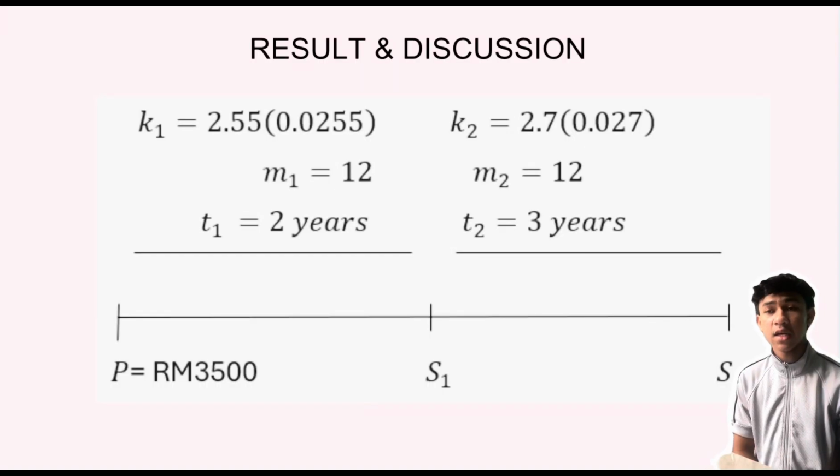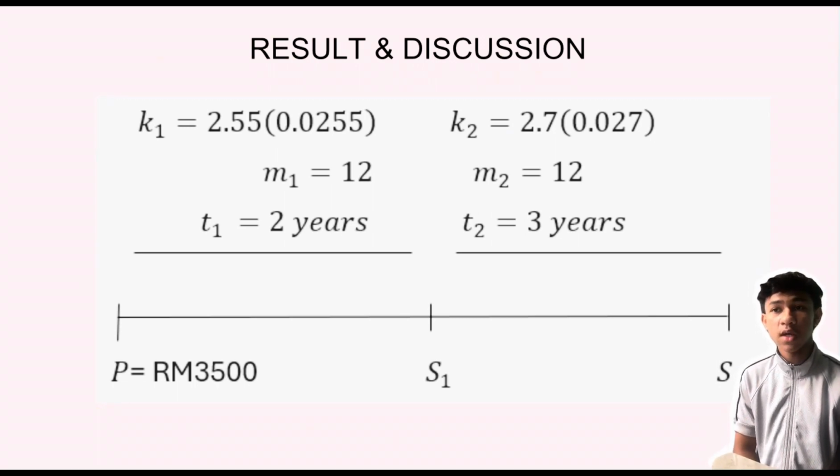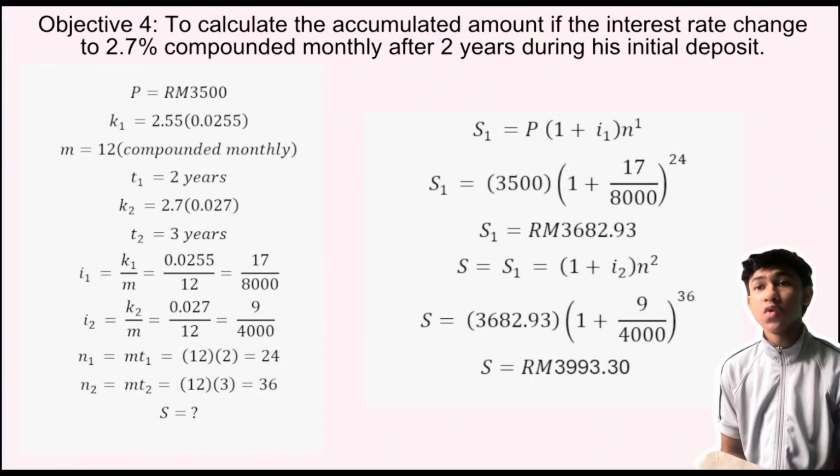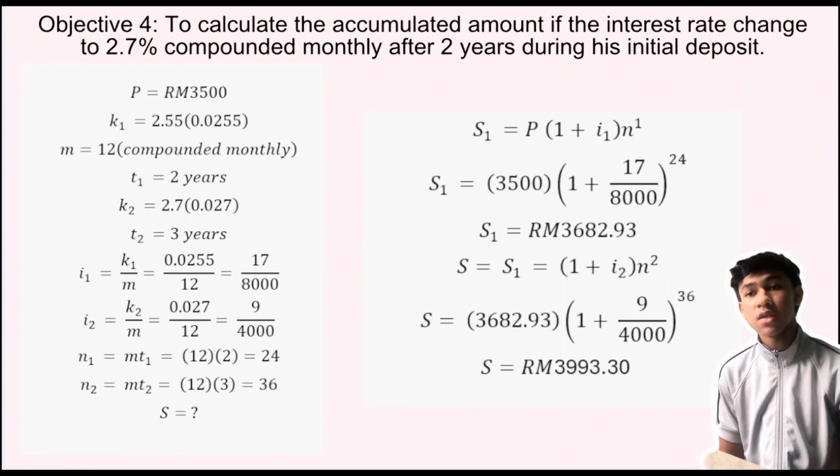Result and discussion. K1 equals 2.55%, 0.0255. M1 equals 12. T1 equals 2 years. K2 equals 2.7%, 0.027. M2 equals 12. T2 equals 3 years. P1 equals RM3,500. Objective 4, to calculate the accumulated amount if the interest rate changes to 2.7% compounded monthly after 2 years from his initial deposit. P equals RM3,500. K1 equals 0.0255. M equals 12. T1 equals 2 years. K2 equals 0.027. T2 equals 3 years.